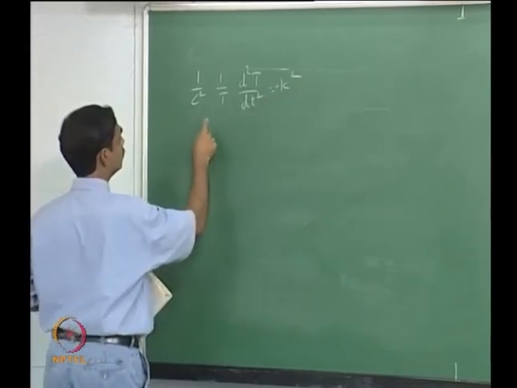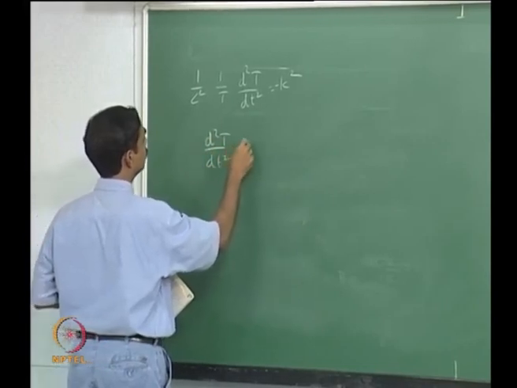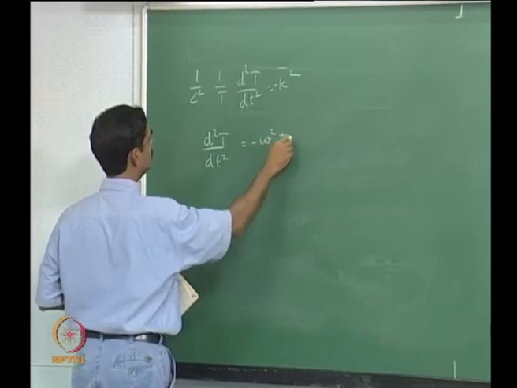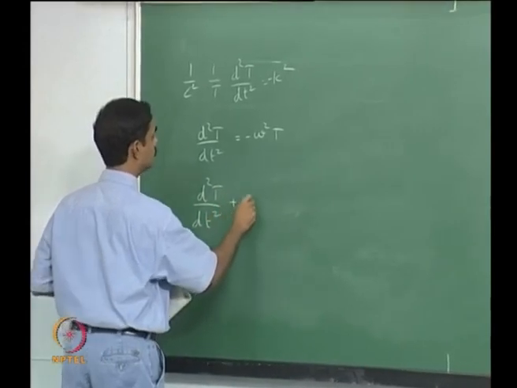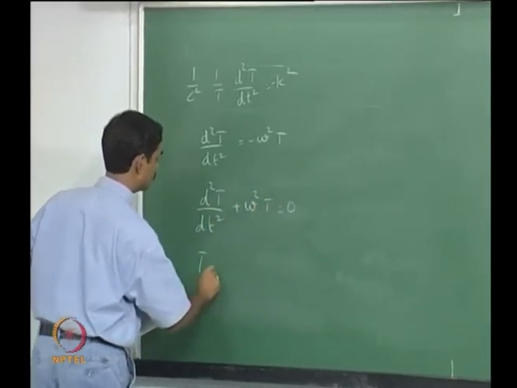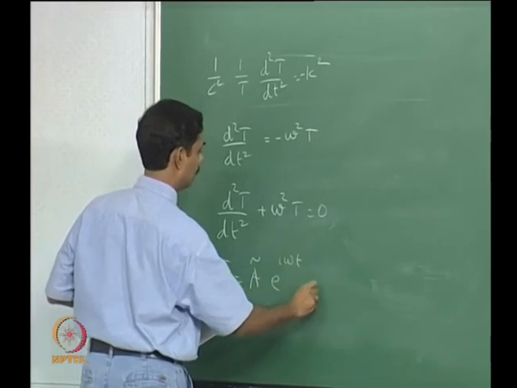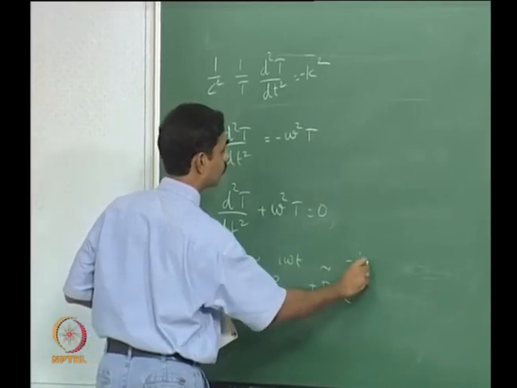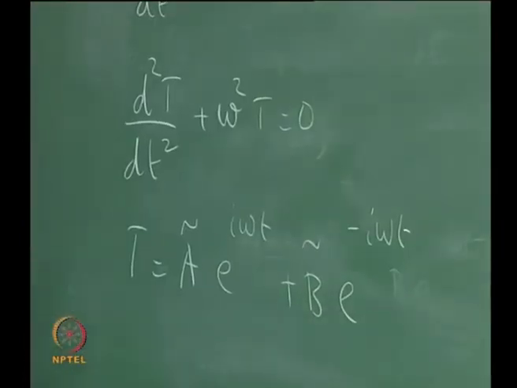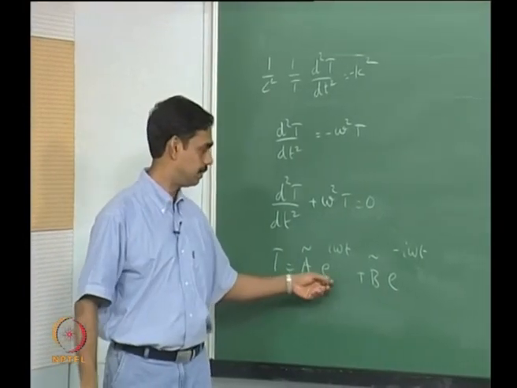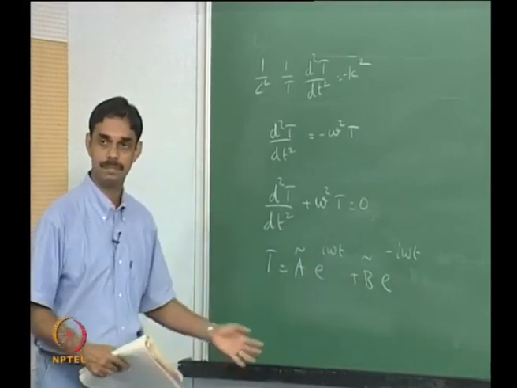K squared. So this will be d squared T by dt squared equal to minus omega squared T, and you will get the solution of this form. In fact, you can show that when you take the total product and write the pressure, you will get the same relation whether you keep e power i omega t or e power minus i omega t, or you keep both. So it is enough to keep just one of them and just be consistent.